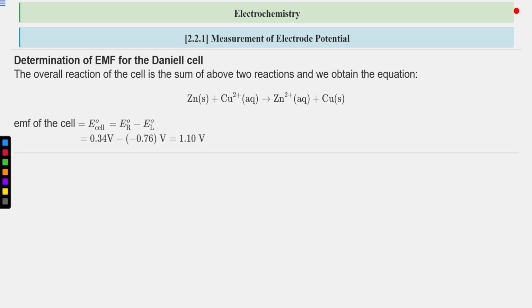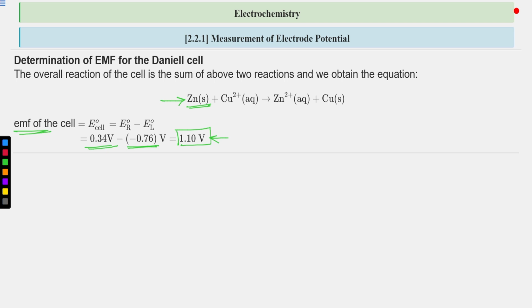So it will be 0.34 volt for the right hand side. That means for the zinc electrode, you can say zinc reduction is 0.34 volt, and the left hand side electrode potential will be minus 0.76 volt. You simply write this value in the brackets because a negative is already present outside the bracket, and this will get multiplied, minus minus will become plus. When you add these two quantities it will be equal to 1.10 volt. So this overall cell reaction will have the EMF equal to 1.10 volt.